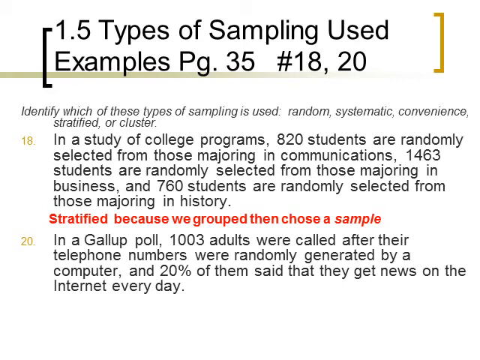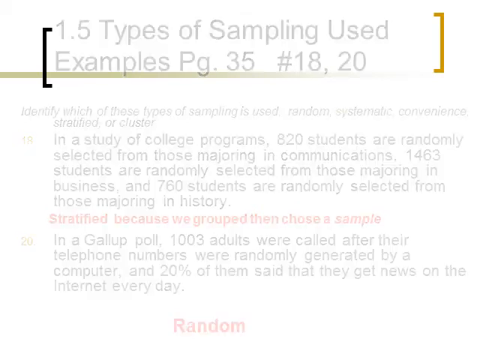And in question 20, in a Gallup poll, 1,003 adults were called after their telephone numbers were randomly generated by a computer, and 20% of them said that they get news on the internet every day. So our sample was grouped by telephone numbers, and those telephone numbers were randomly generated from the computer. And so that's an example of a random sampling method.